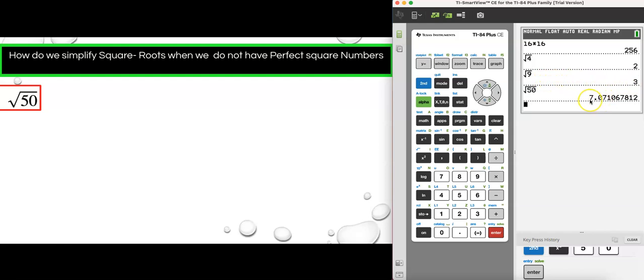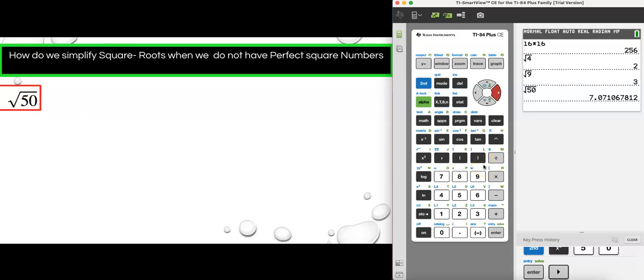Okay, and so how do we simplify this when it's not a perfect square? So this is what we're going to do. Our job is to find all the perfect square factors that are in 50. Okay, and let me show you what I'm talking about. For an example, I want to take the square root of 50.